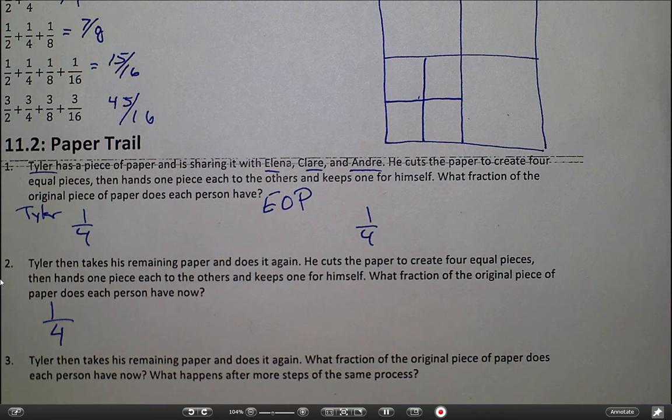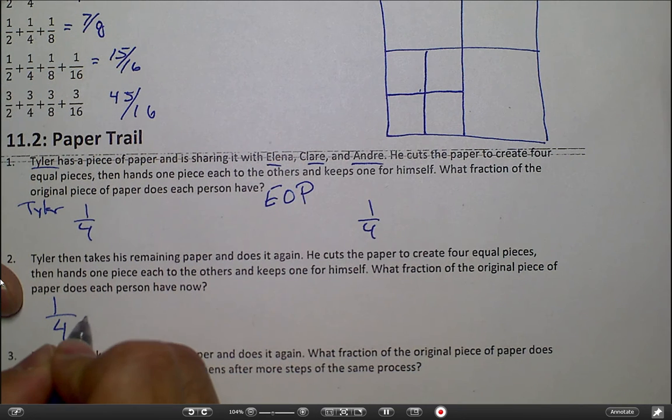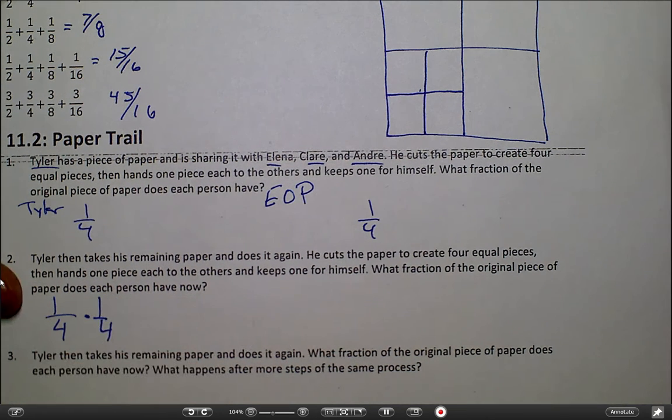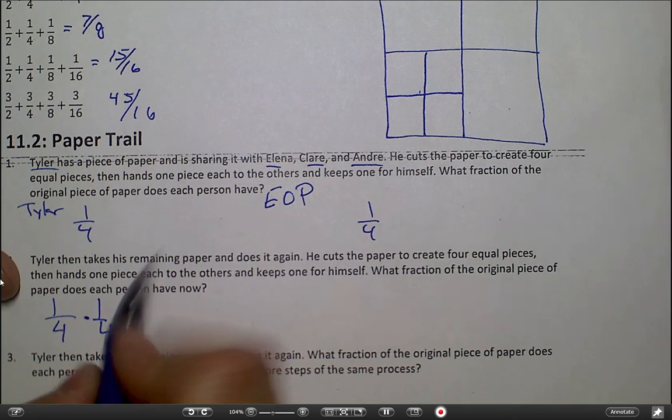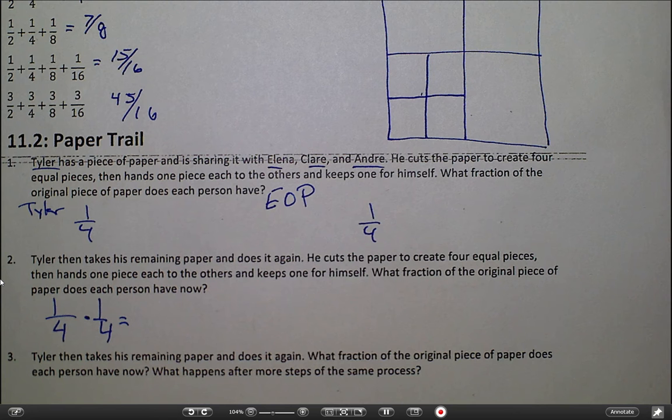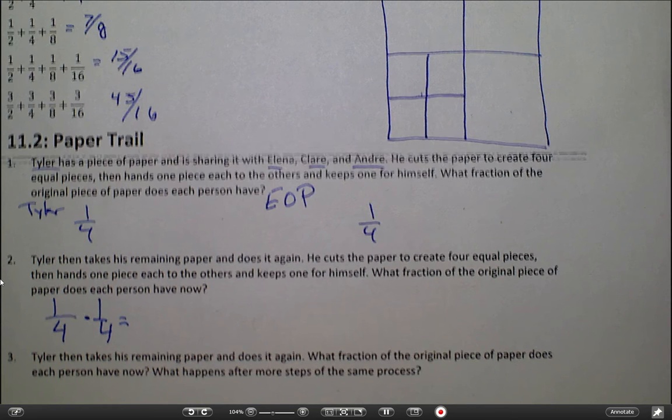Divide by 4. Divide by 4, right? So we're going to divide his fraction by 4. But instead of dividing, because I don't like dividing fractions, I like multiplying by the reciprocal. So I'm going to multiply by 1/4. Multiplying by 1/4 is the same as dividing by 4. Yes? So now Tyler, how much is Tyler going to have?